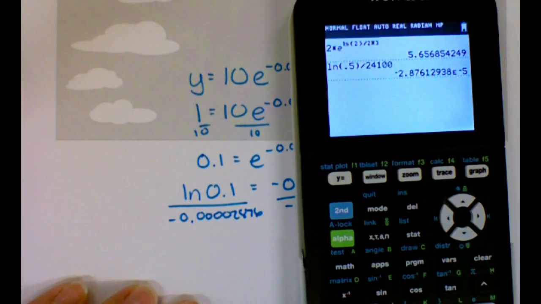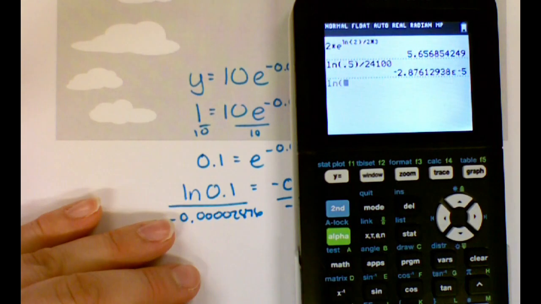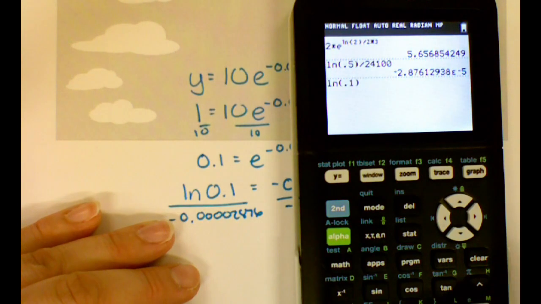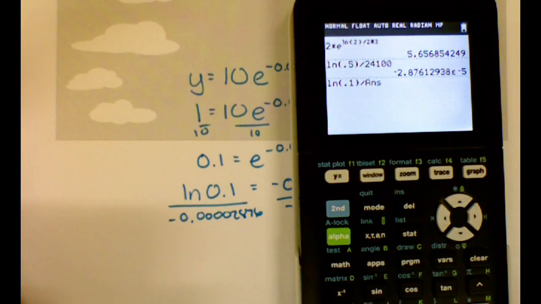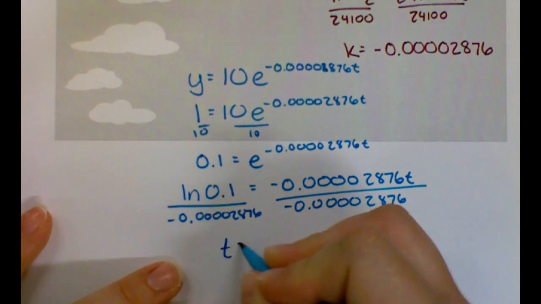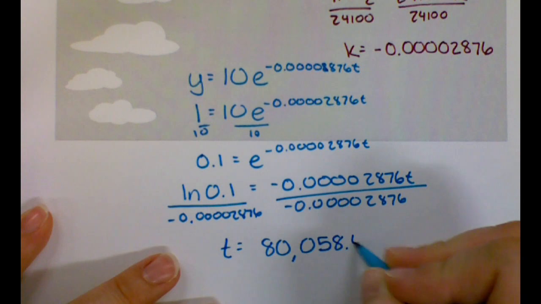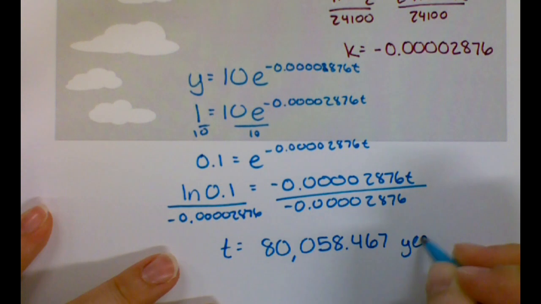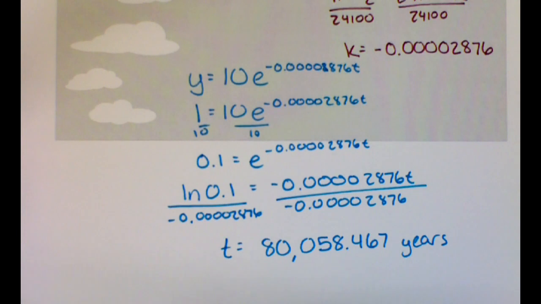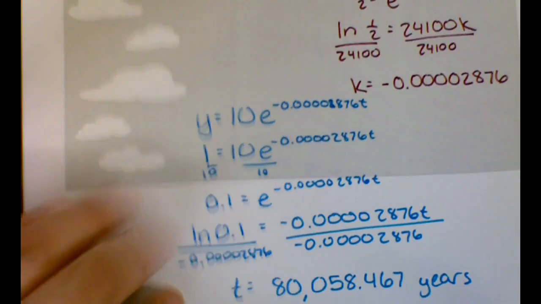So I have kept that number in my calculator. I did all this work by hand so that I can take ln of 0.1 divided by second answer. That's going to give me a more accurate answer than using this rounded one I wrote down. So this says t equals 80,058.467 years. It's going to take 80,000 years. Whew. I don't plan to be around then.